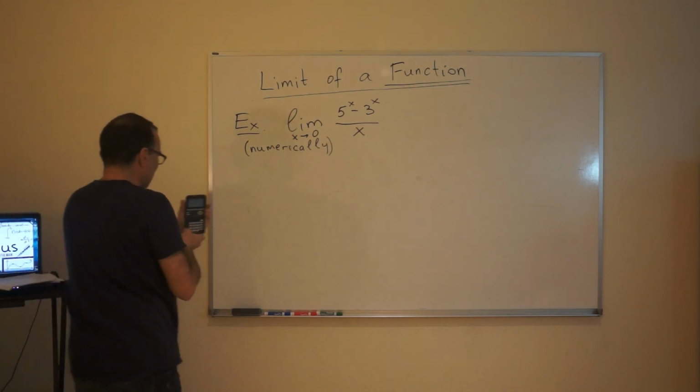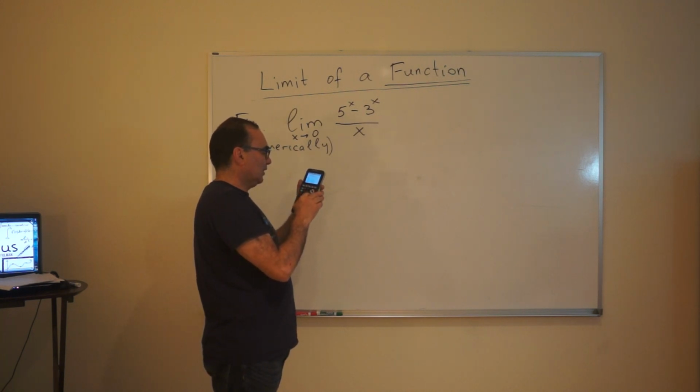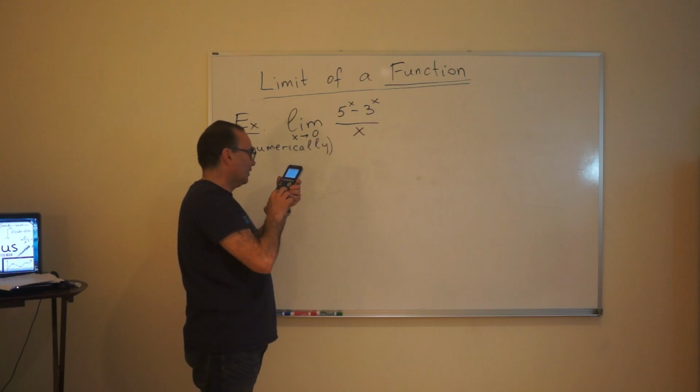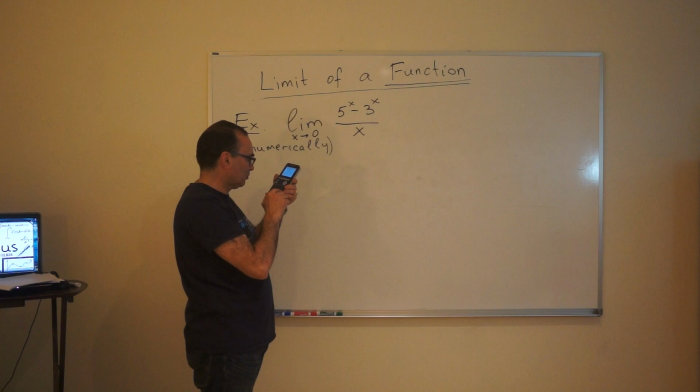So once again, what we need to change is we need to press y equals, press clear in order to clear the previous formula and use this formula with open parenthesis 5 to the power x minus 3 to the power x, all of that close parenthesis divided by x.